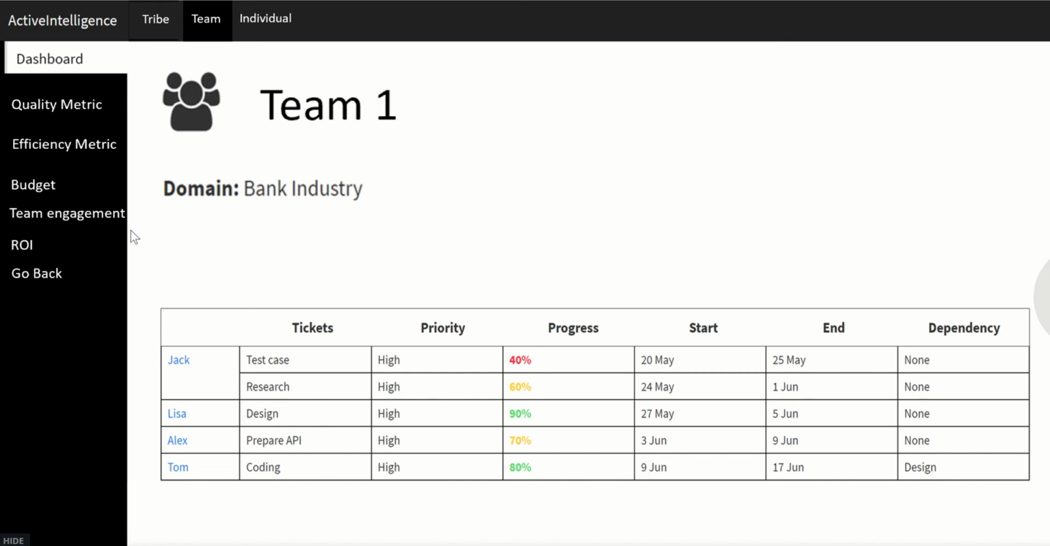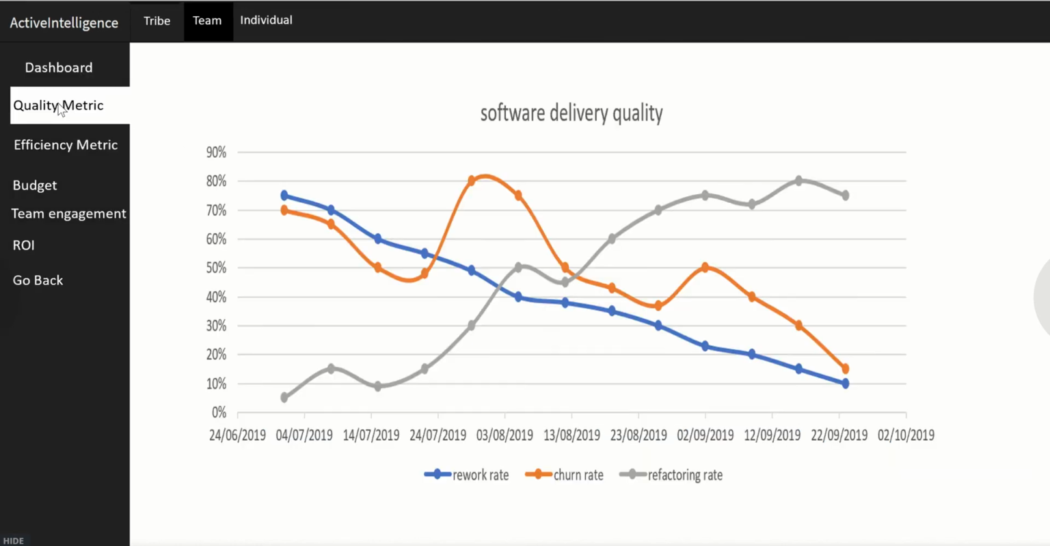So let's say this is team one, right? We will be showing you multiple metrics and also the context of what these metrics really mean. So let's go into this team one quality. This is the different quality we are measuring, based on the rework rate, churn rate, and refactoring rate. As you know, software goes through different processes such as testing, production, and release, so they go through multiple quality checks. In the quality we are tracking the rework rate, churn rate, and refactoring rate.